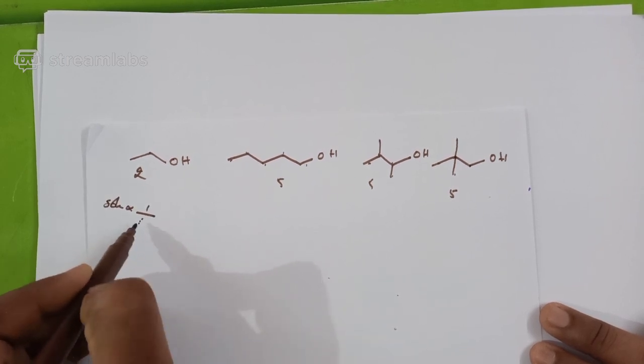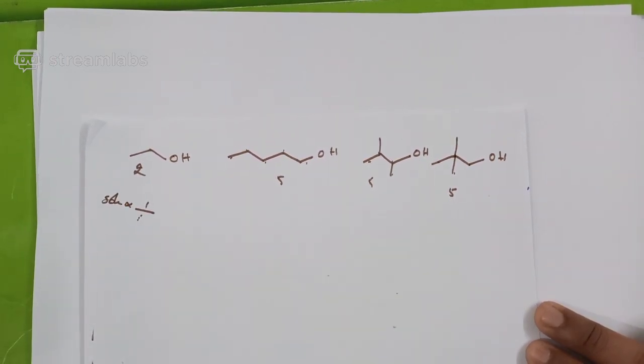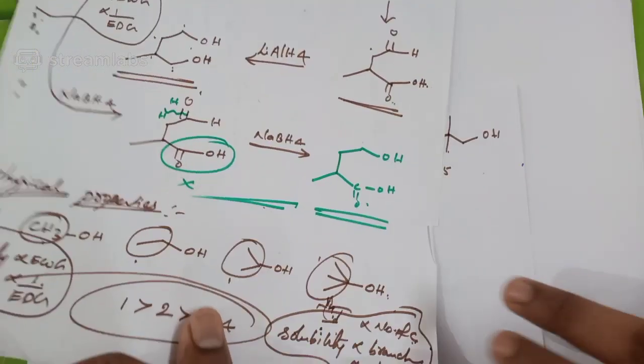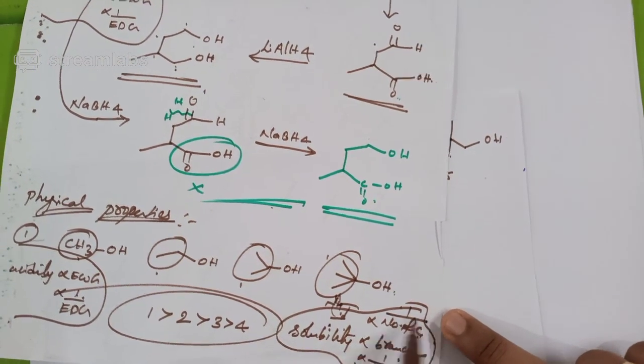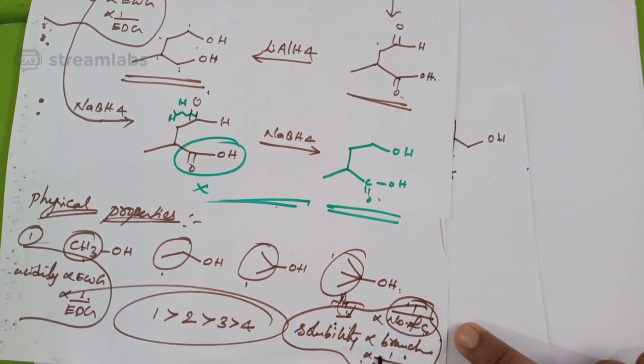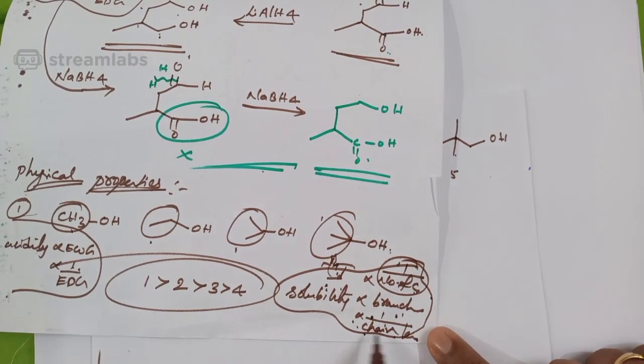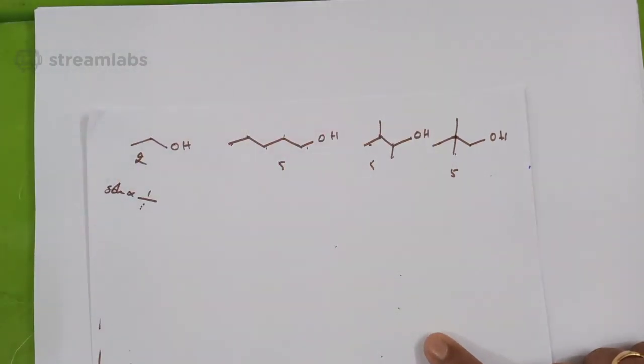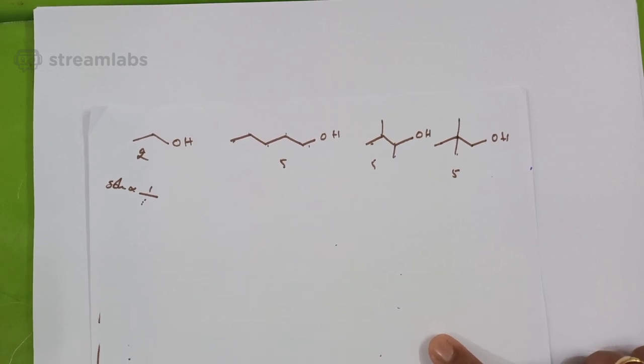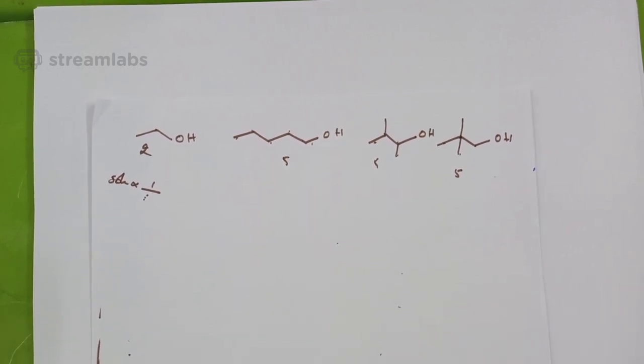Solubility is inversely proportional to the number of carbons, directly proportional to branching, and inversely proportional to chain length. Because the number of carbons is more. Carbon is nothing but what, polar or non-polar? Carbon is a non-polar compound. Non-polar compounds are insoluble in water. So when more carbons are there, what happened? Insolubility increases. But an alcohol group is there.